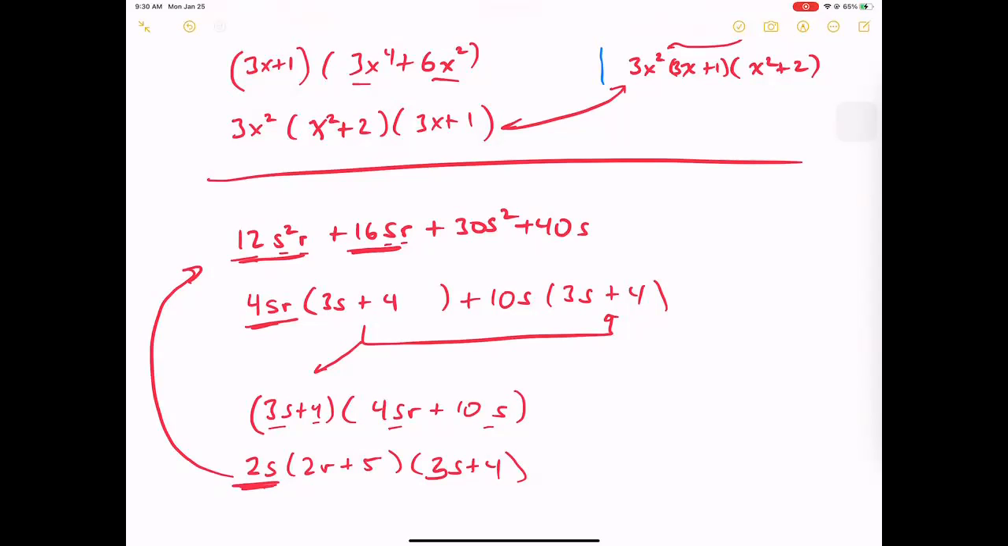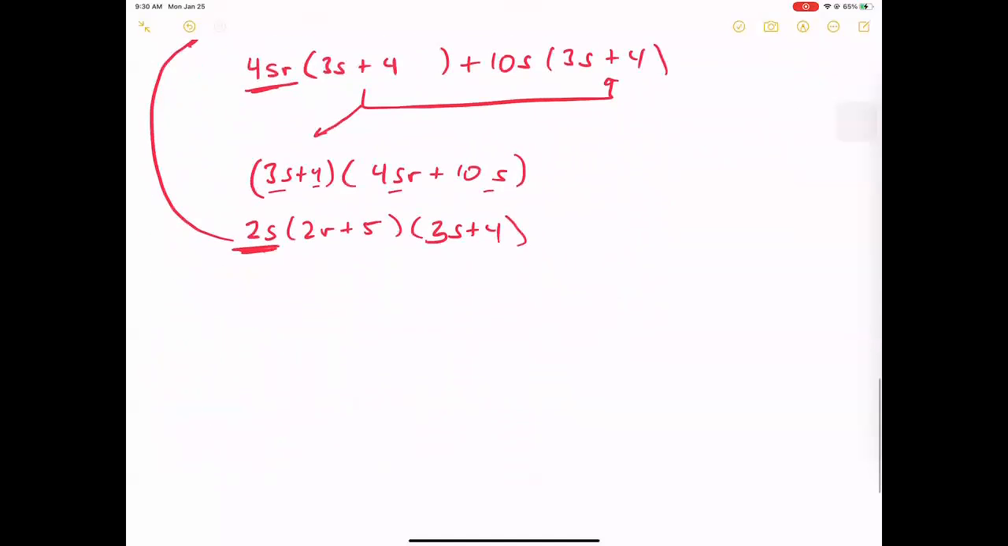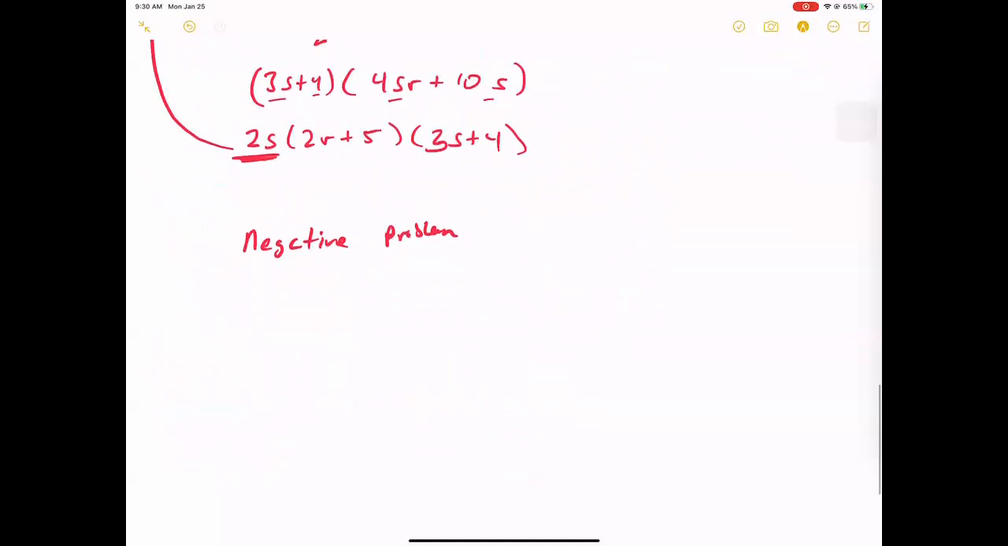And one more. I said that was the last one, but I had one more thing I need to show you guys. Here is an issue where you have a negative. Okay, here's a negative problem. If I write 9h cubed plus 9h squared minus 5h minus 5.